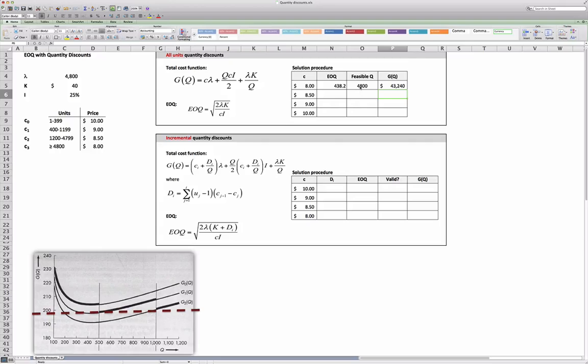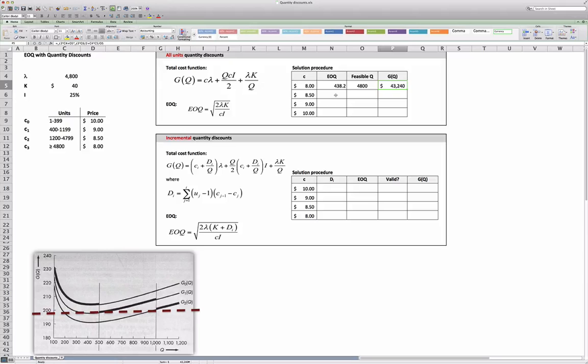And then we add to that our annual ordering cost, which is annual demand divided by the order quantity of 4,800 multiplied with the cost of placing an order of $40. So we find that in this case, we would be looking at a total acquisition, inventory holding, and ordering cost of $43,240 if we were to go after that lowest price break.